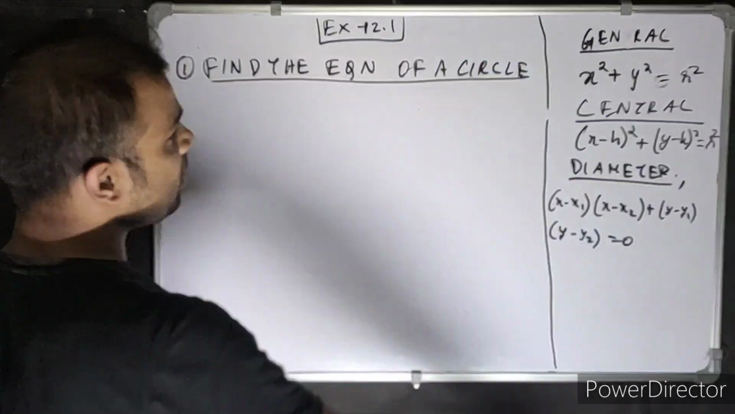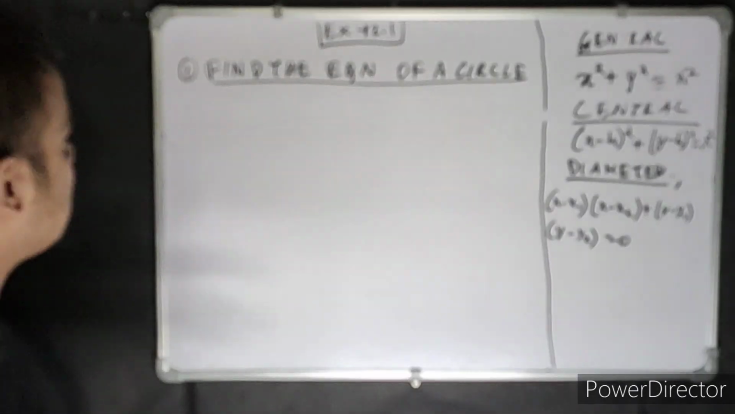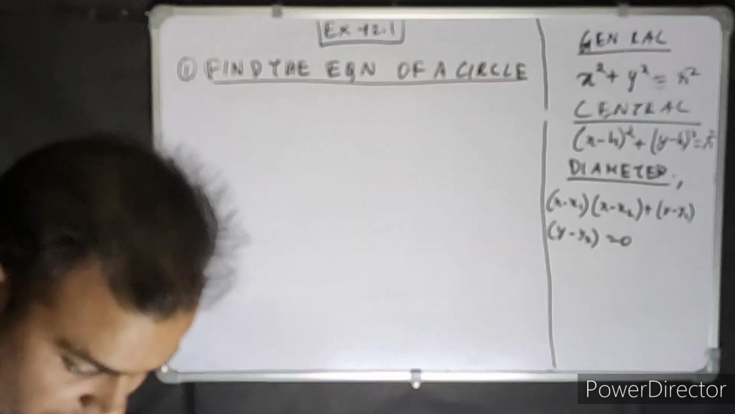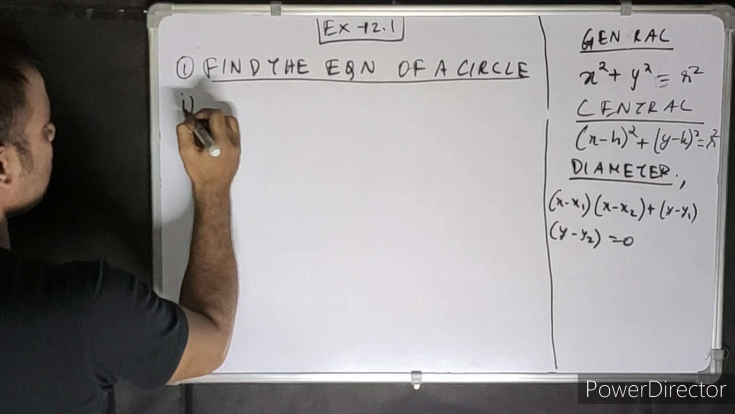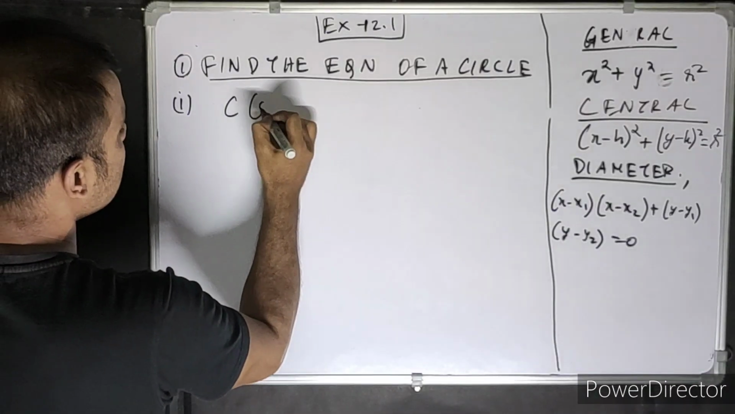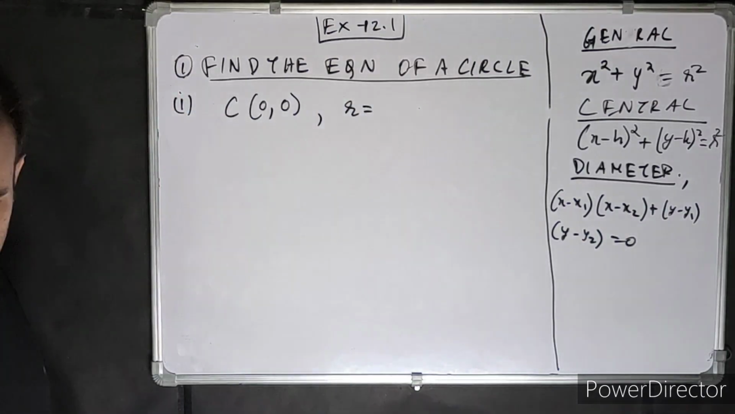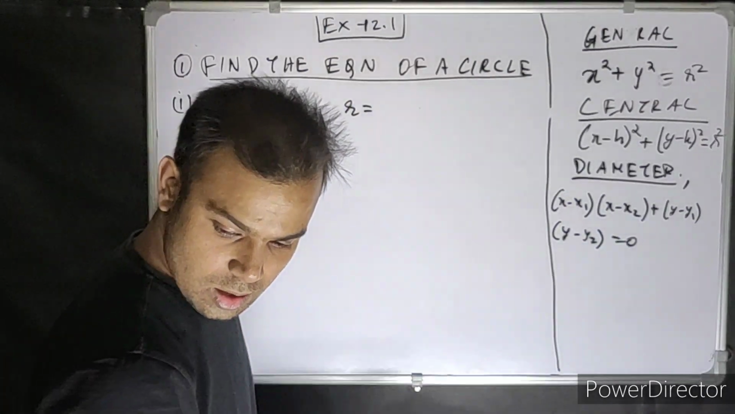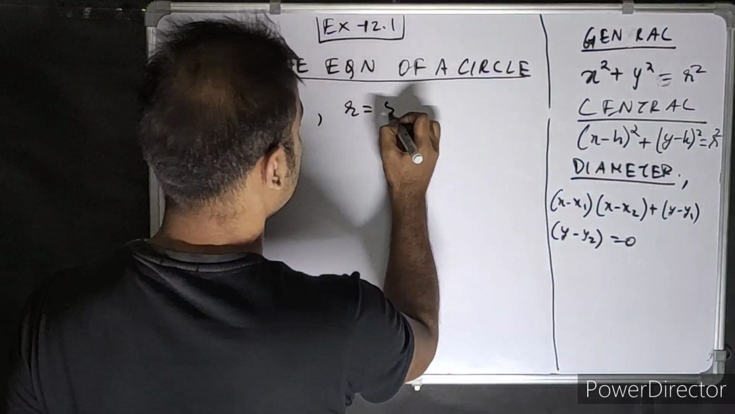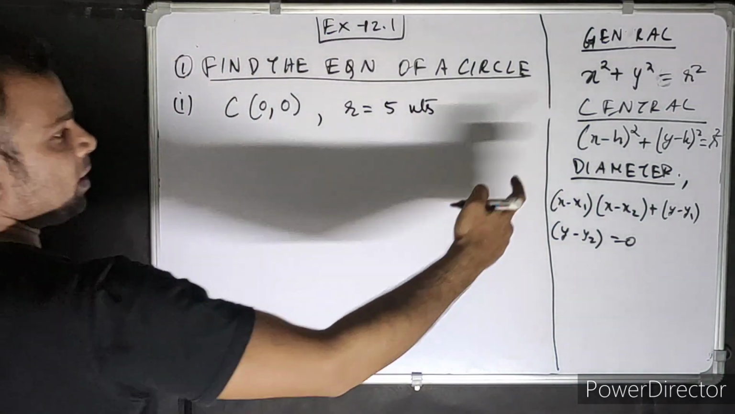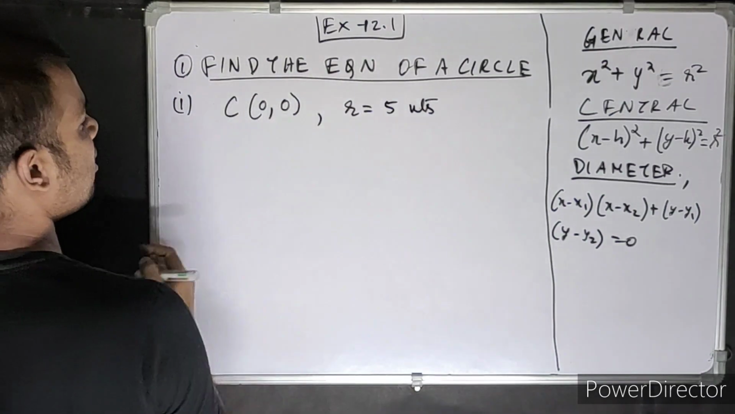Find the equation of a circle is the heading for question number 1. There are many parts in this question, so I'm not wasting much time. Starting with part 1, it says the center is the origin, meaning 0, 0, and the radius is given as 5 units. So let's start. Center is given, radius is given.